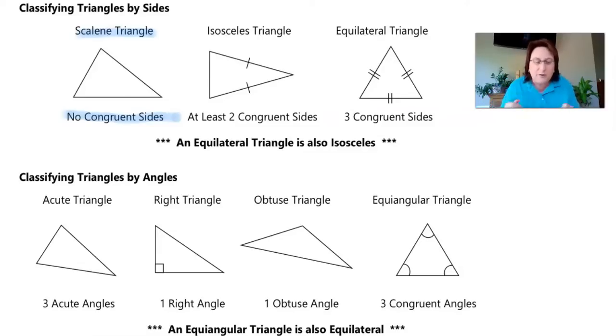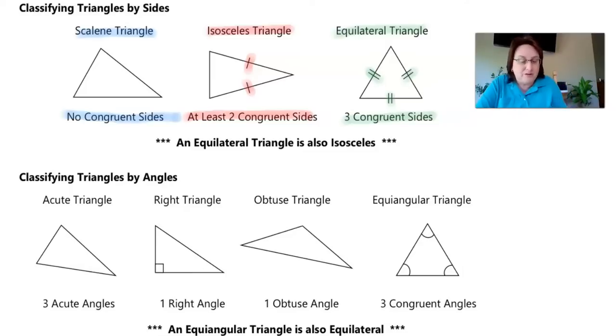You will probably remember some of this vocabulary. If you have a triangle with at least 2 congruent sides, then it is an isosceles triangle. And last but not least, if all 3 sides are congruent, then you have an equilateral triangle. Most of that is refresher, but I want you to have it there.